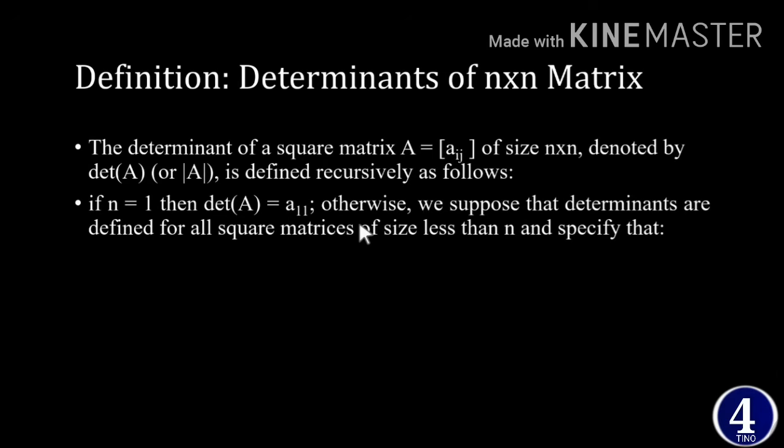we suppose that the determinants are defined for all square matrices of size less than n, and specify that the determinants of the submatrices we get by reducing n by n matrices are defined.